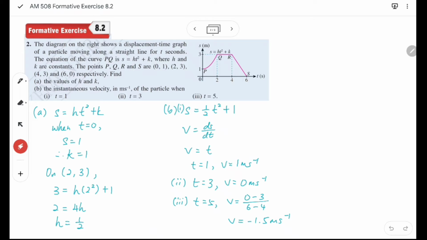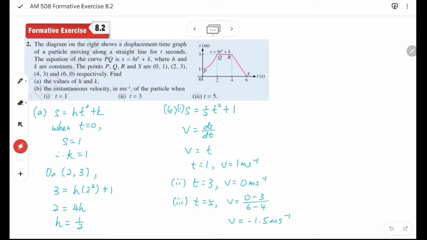And the second piece of information, we have (2, 3). So at (2, 3), 3 equals h times 2 squared plus 1. Moving 1 over here, we get 2 equals 4h. So h equals 1 over 2.